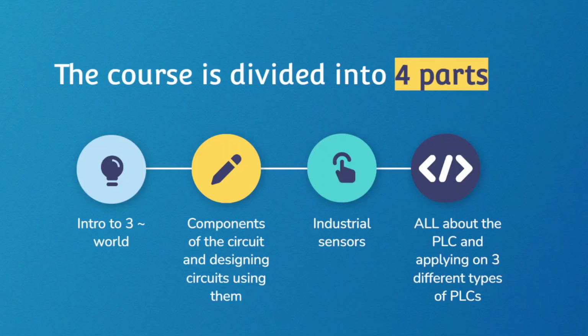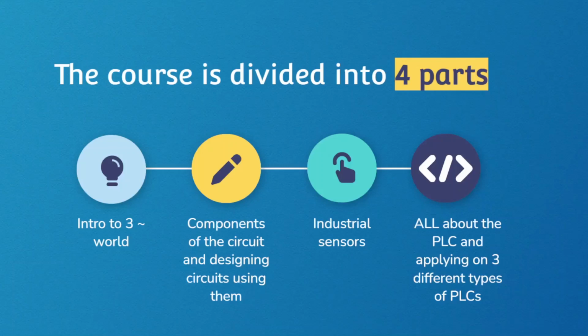So that actually means that we are going to learn about the components of the circuit, and after that we are going to apply this knowledge, apply the things that we have learned into designing circuits using these components. The third part is the industrial sensors. We are going to talk about the sensors used in the industrial applications or the industrial operations.